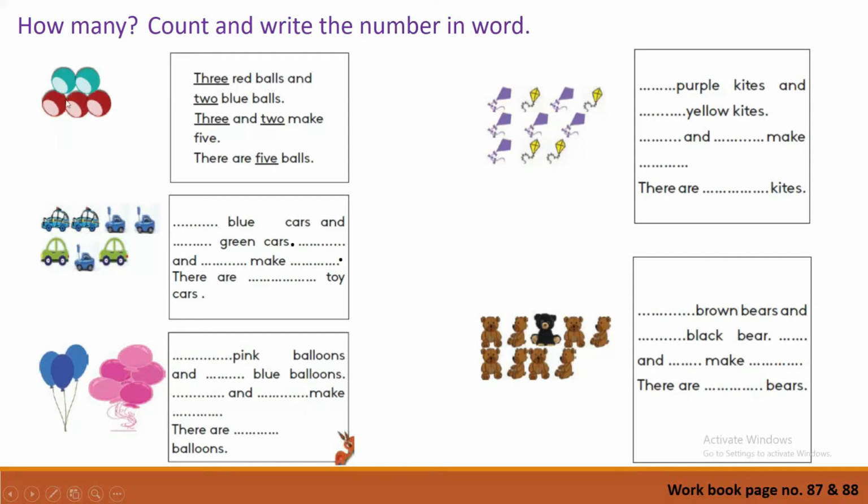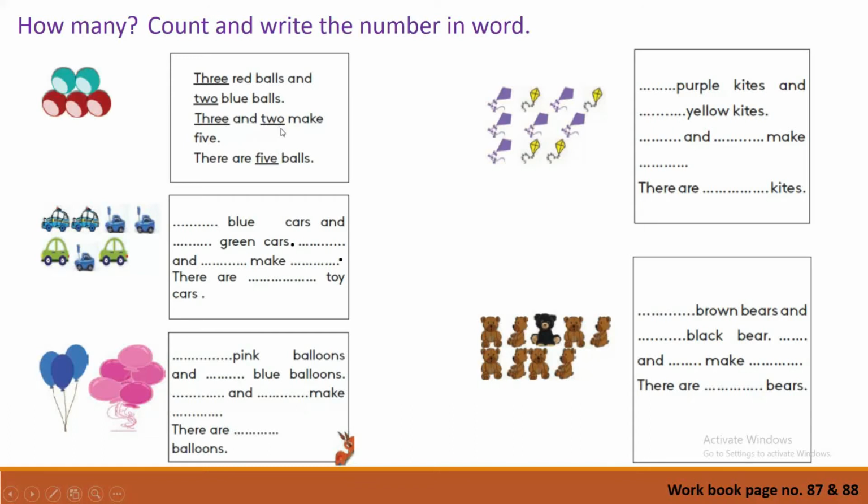Yes, 1, 2, 3. Yes, there are 3 red balls. Now you have to complete the sentence. 3 red balls and how many blue balls? 1, 2. Yes, then you have to write the number 2 in words. T-W-O. 2 blue balls. Next, second one.